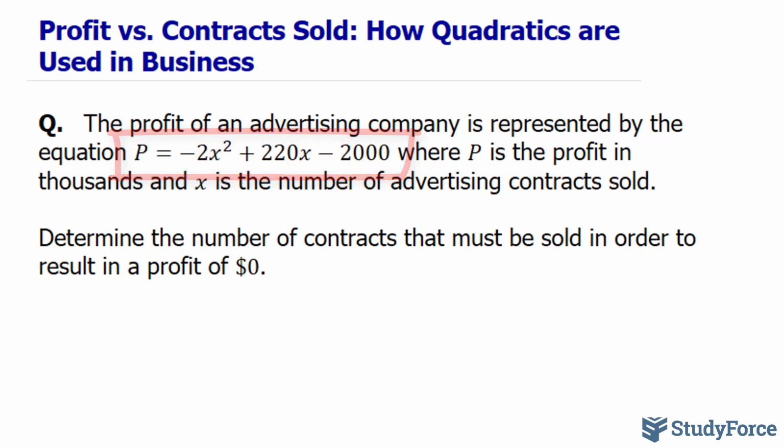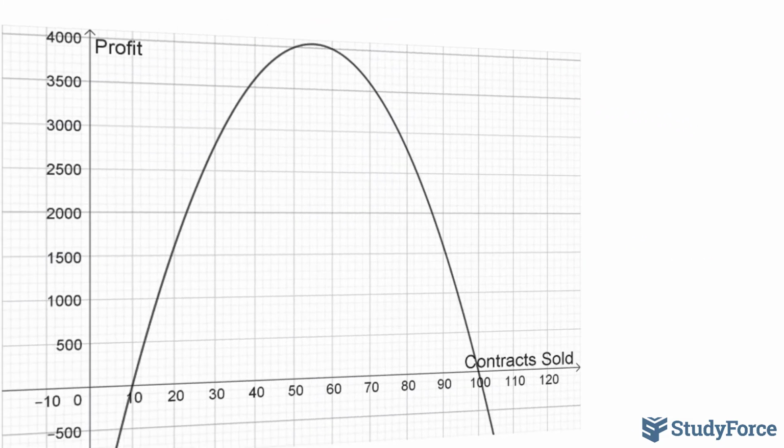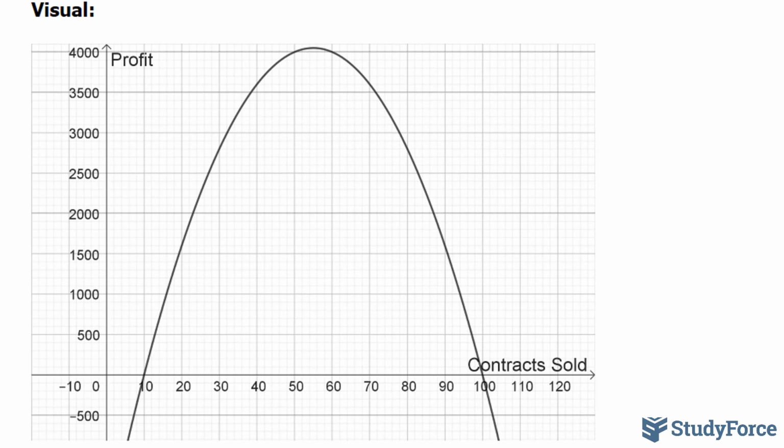Now, to give you a visual of what this looks like, if we were to graph this on a 2D plane, we have something that looks like this, where the relationship between the amount of contracts sold and the profit is perfectly parabolic. And that's the shape that we see here, where we have a maximum at the vertex, which is the turning point, and the curve crosses the horizontal axis in two places, over here and over here.